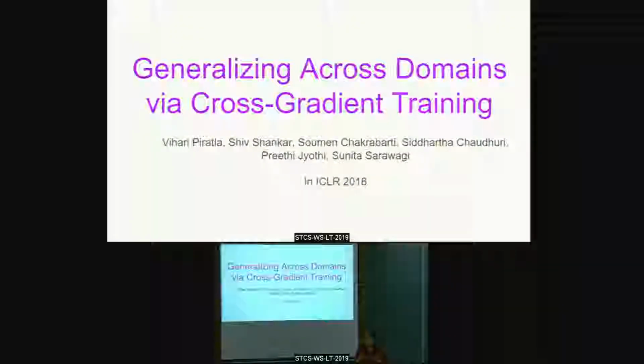Many of you might have seen a lot of recent press articles about how neural networks are easily fooled by adversarial examples. This is some work which is addressing one part of the problem, which we call domain generalization. And then in the second part, I'm going to talk about calibration.